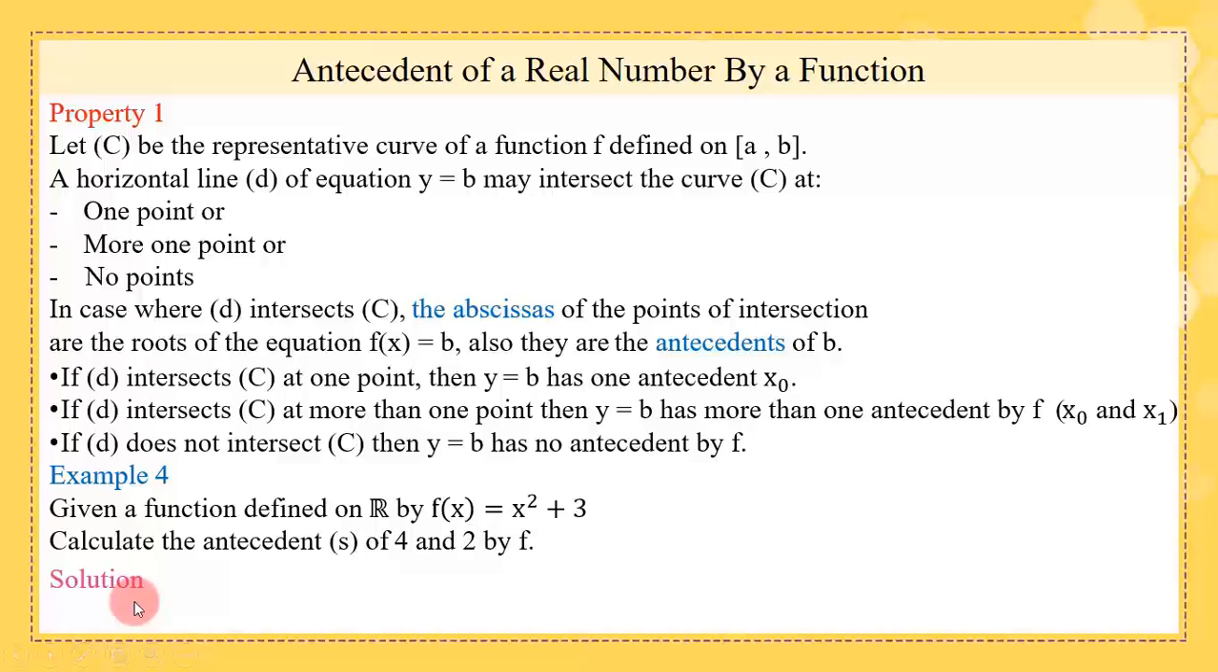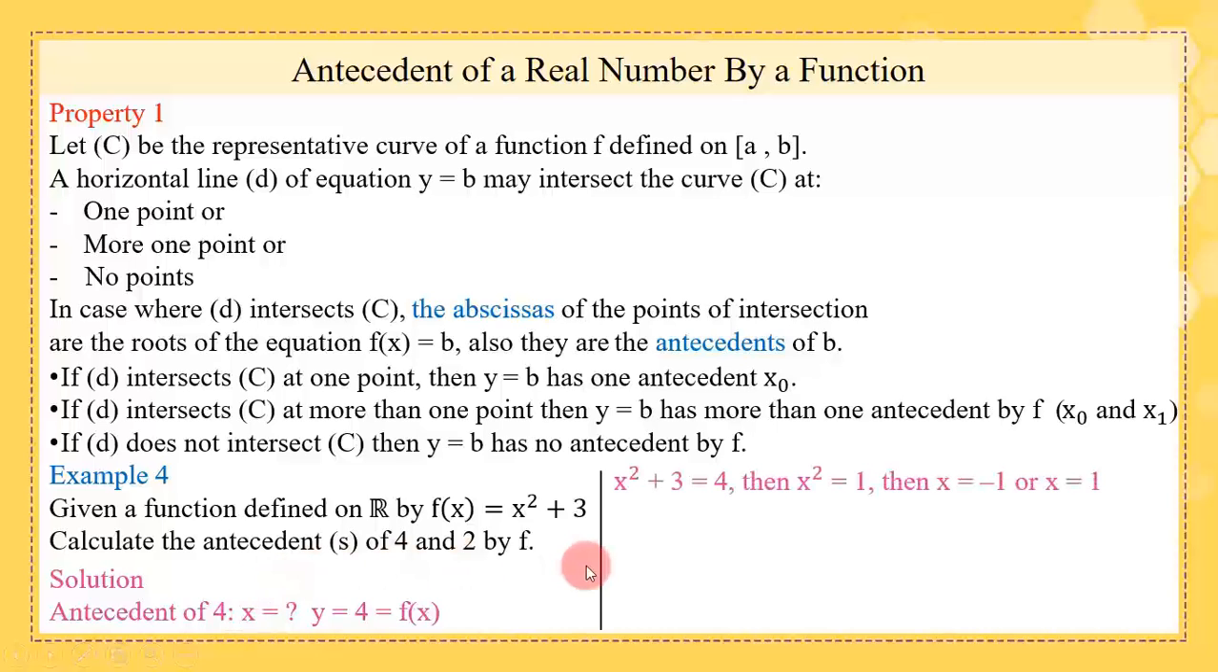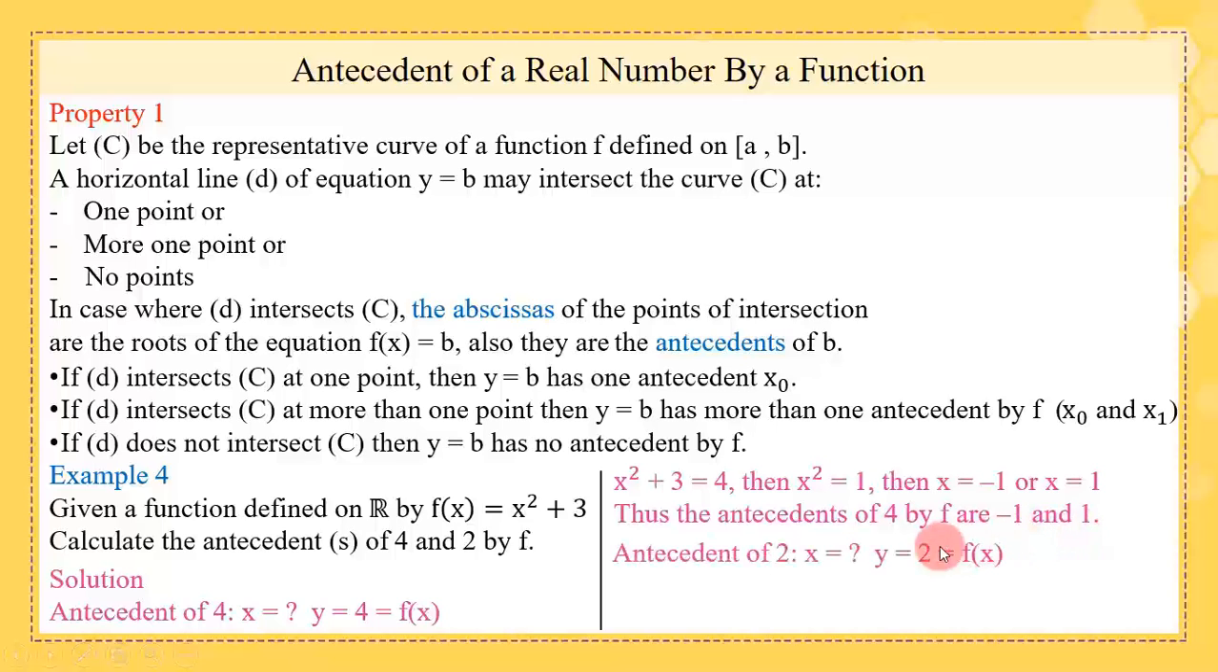Solution. In order to calculate the antecedent of 4, we need to find the values of x that are solutions to the equation x squared plus 3 equal 4. So x squared plus 3 equal 4. This means that x squared equal 1. So x equal minus 1 or x equal 1. So y equal 4 has two antecedents by f that are minus 1 and 1.